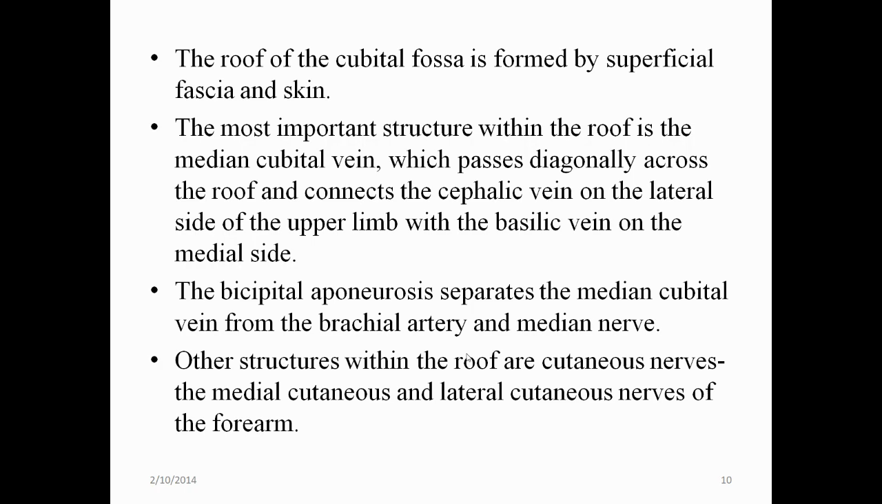The roof of the cubital fossa is formed by the superficial fascia and the skin. The most important structure within the roof is the median cubital vein, which passes diagonally across the roof and connects the cephalic vein on the lateral side of the upper limb with the basilic vein on the medial side. The bicipital aponeurosis separates the median cubital vein from the brachial artery and the median nerve. Other structures within the roof are the cutaneous nerves, the medial and lateral cutaneous nerves of the forearm.